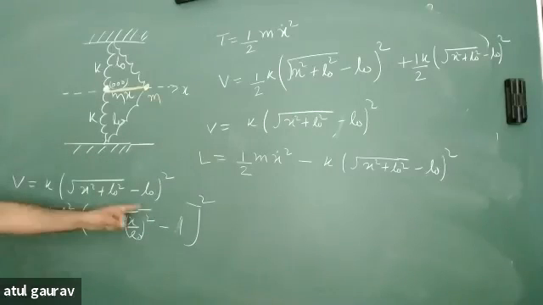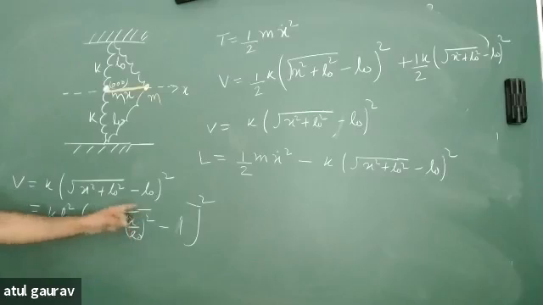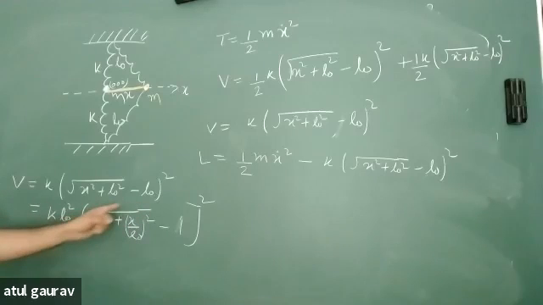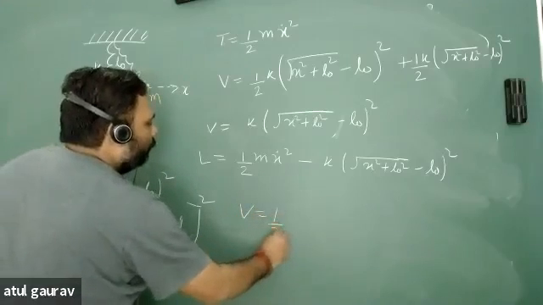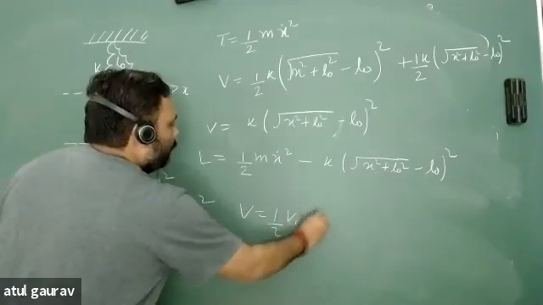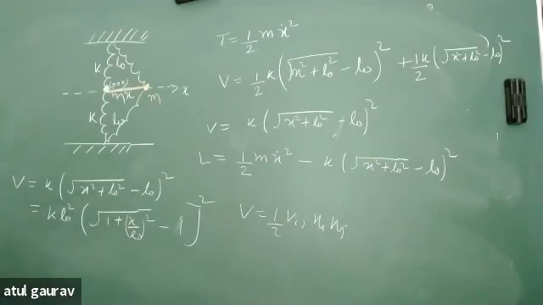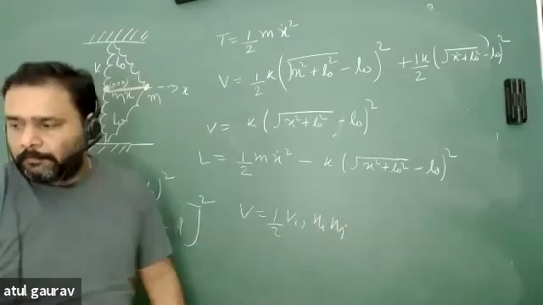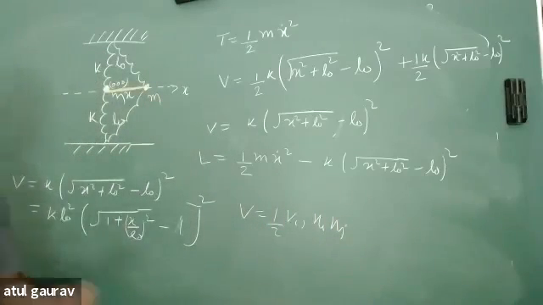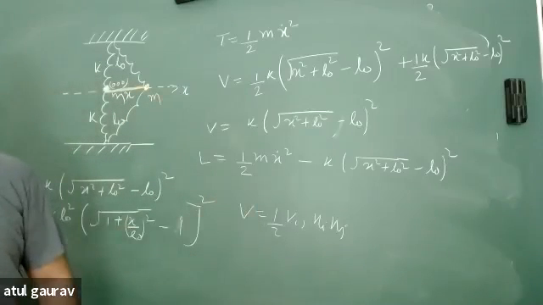Now I can just go for small oscillation. x is very, very small than L naught. What I can do is go for the Taylor expansion, such that I can write my potential as half V_ij eta_i eta_j. This is the ultimate thing. You must write your potential in this form for the small oscillation. This is the thing you have to always remember.